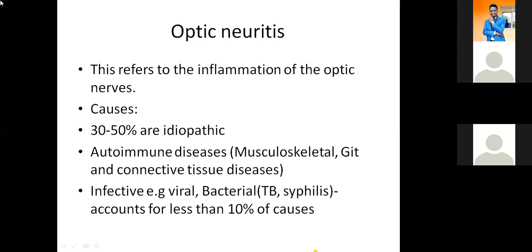Bacterial infections like tuberculosis and syphilis, but all these causes account for less than 10% of optic neuritis.